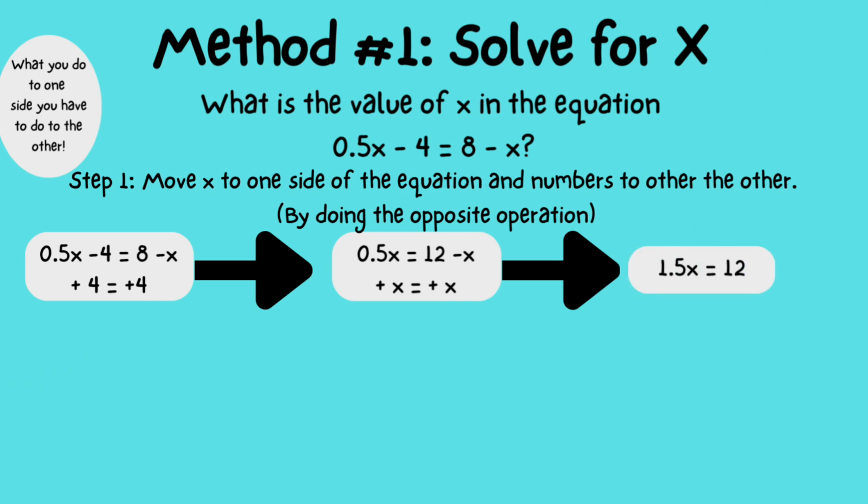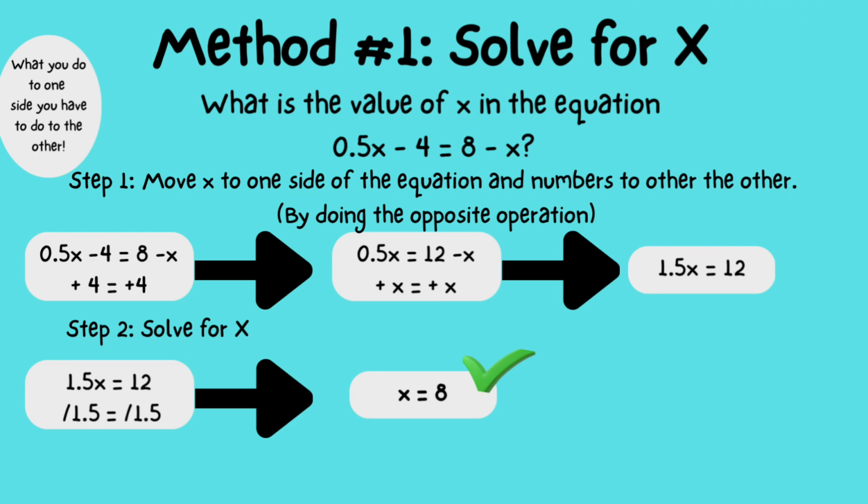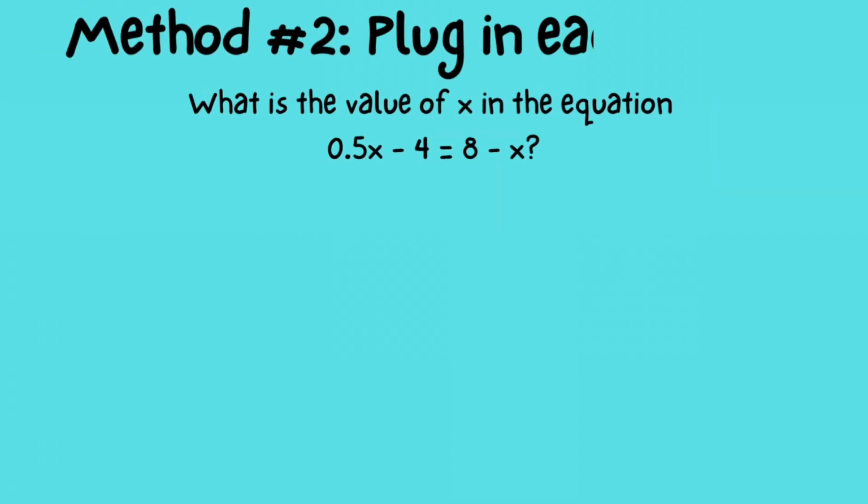Now we're left with 1.5x is equal to 12. So then the last step is just to divide both sides by 1.5, which gives us x is equal to 8. Method 2 is to plug in each answer choice into the equation by replacing x with the answer choice.